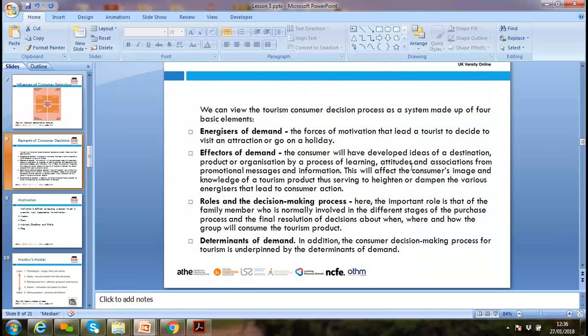Okay. So we can view the tourism consumer as a system. The energizers of demand are the forces of motivation that lead the tourist to decide to visit and go on holidays. As a factor of demand, the consumer will develop ideas of a destination, product, or organization by a process of learning, attitude, and association from promotional messages and information. This will affect the consumer image and knowledge about the surroundings. Anybody watch the program Travel Show on BBC?